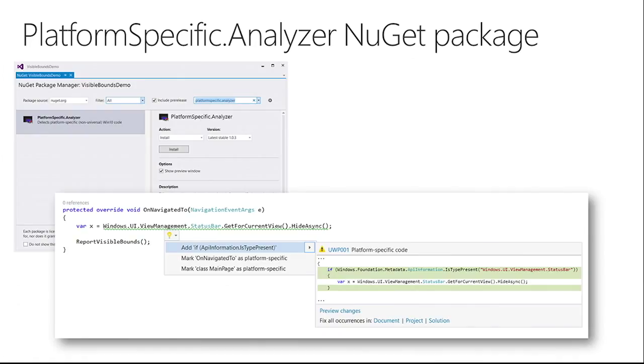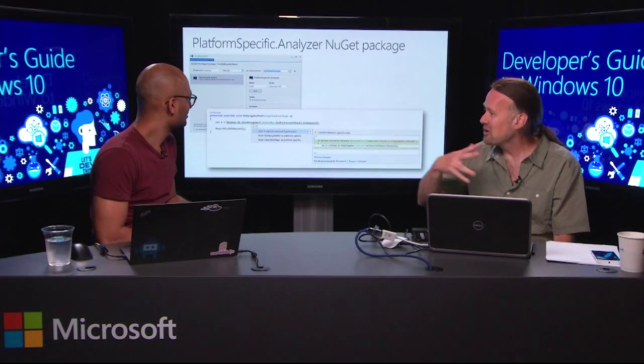Yeah. But there's actually a better thing now that there is a NuGet package, the platform-specific analyzer, which you can add to your project, and it will check. It will go through all your code, and IntelliSense, in a way, will check for any calls to APIs that are in extension SDKs. Oh, right. And it will give you a warning, UWP001 platform specific code, if you've made a call and you haven't gated it with the calls to this API. Okay, and then it wraps it. Then the good news is it will actually go ahead and add that code for you straight away.